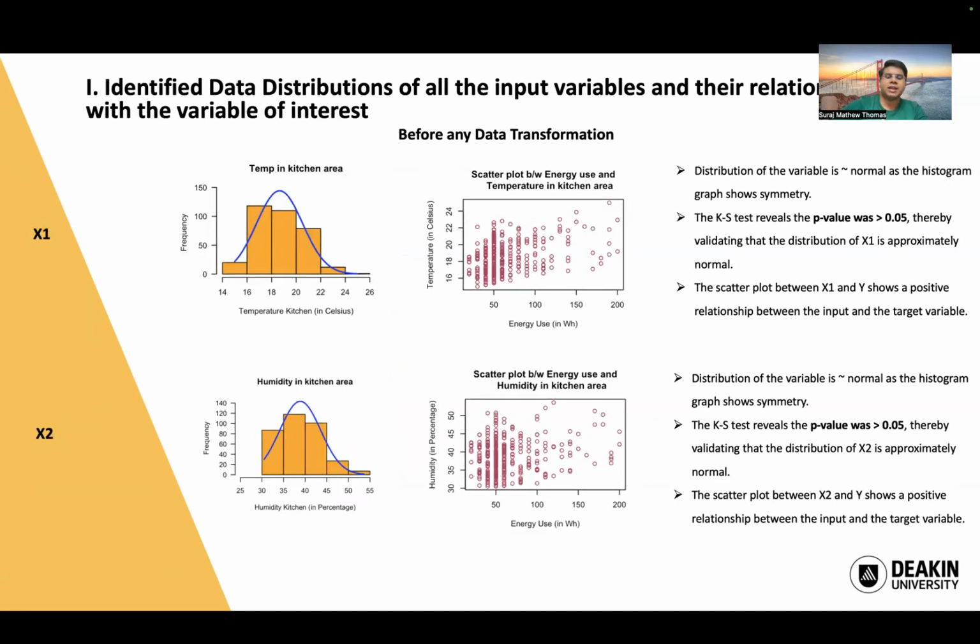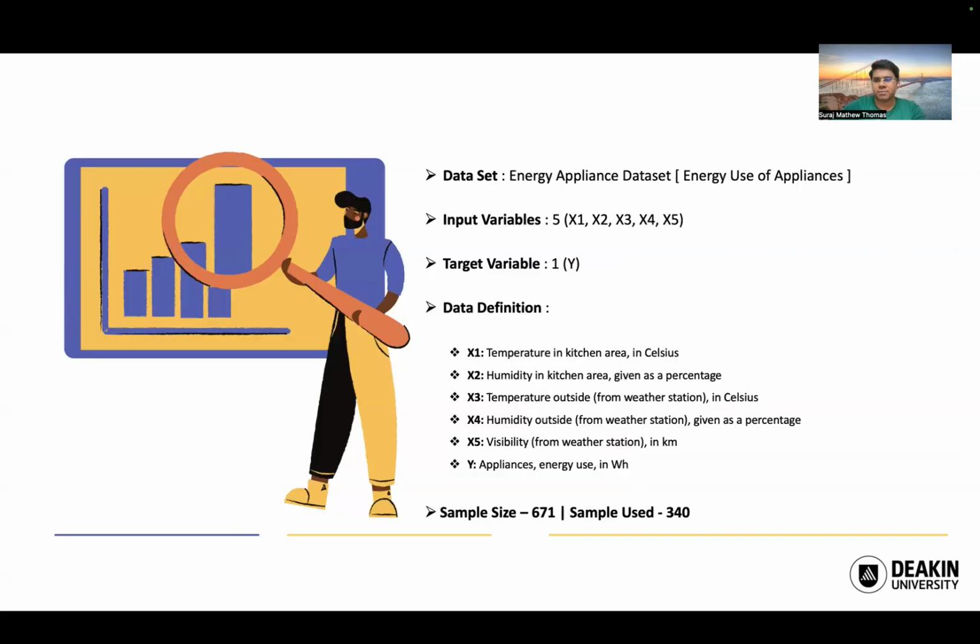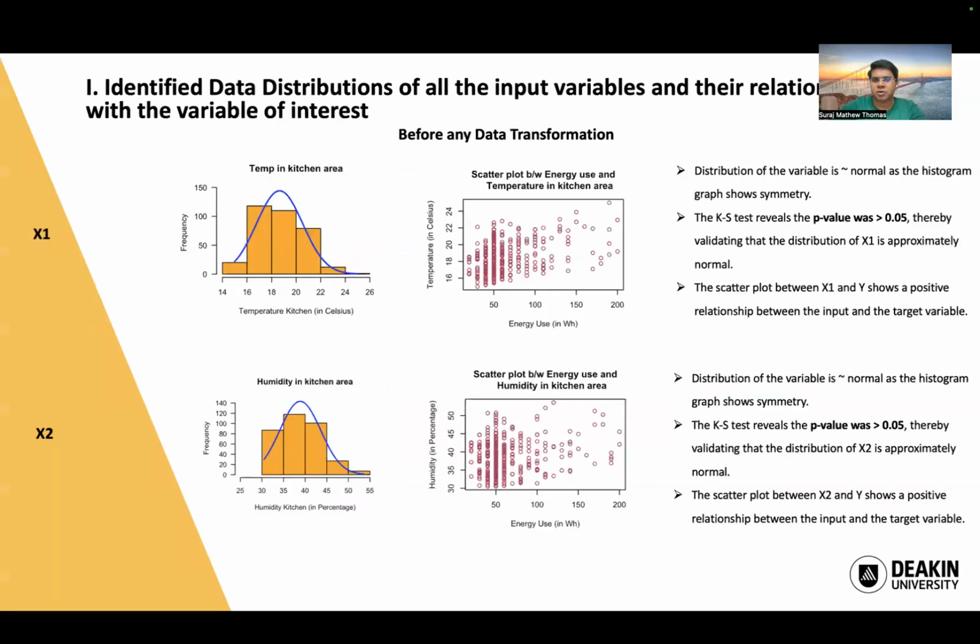Now, if you see X1, X2, and X4, these are the variables: temperature in kitchen area, humidity in kitchen area, and humidity outside. All the histograms almost look normally distributed, but then we need to do a KS test to find out if there is any slight skewness that is there.